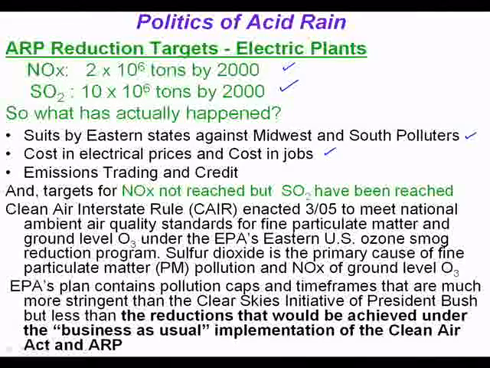And we have also, though, installed a couple of fixes. Emissions trading credit. That's a really kind of fun because it is like using a commodity or chips. So a company can buy and sell emissions. The Clean Air Interstate Rule, CAIR, was enacted in 2005. They're still fighting about it this year.